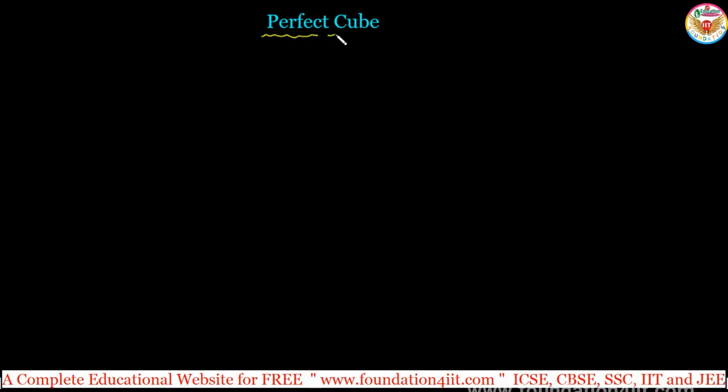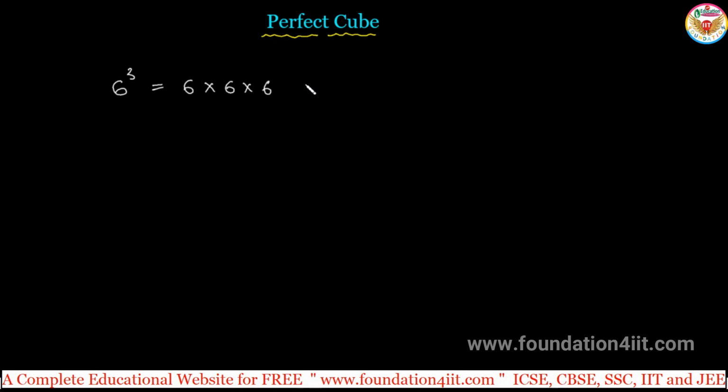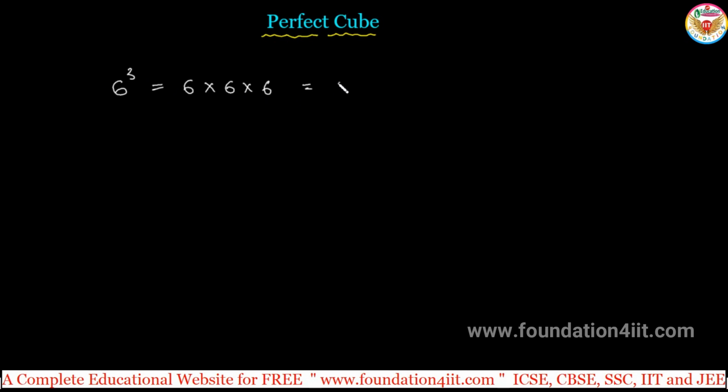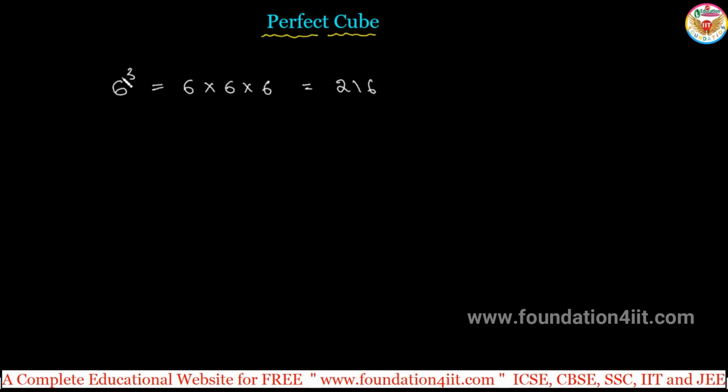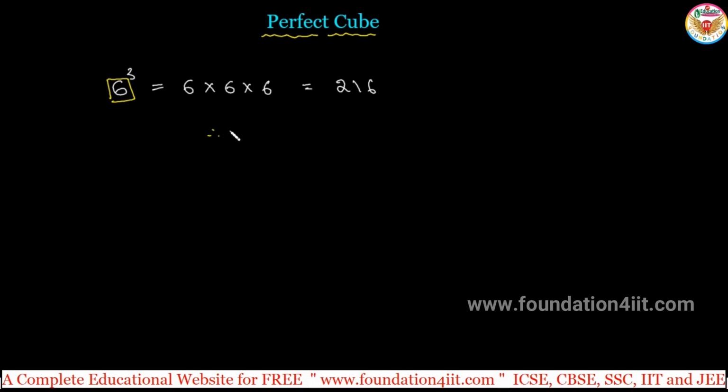Perfect cube. So here is what a perfect cube is. We already discussed perfect squares in previous chapters. Now when you come to the perfect cube, the cube of a number is called a perfect cube. For example, 6 to the power 3. That is nothing but 6 into 6 into 6, right? 6 should be multiplied 3 times. So 6 into 6 is 36, into 6 is 216. So 216 is a perfect cube. The cube of the number 6 is 216. Therefore 216 is a perfect cube.